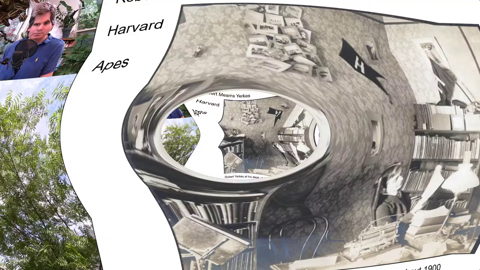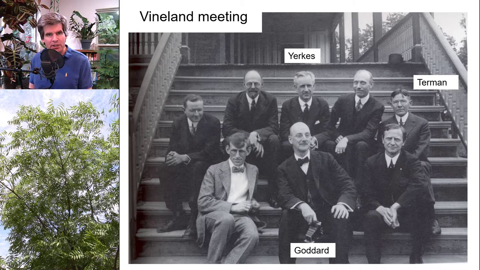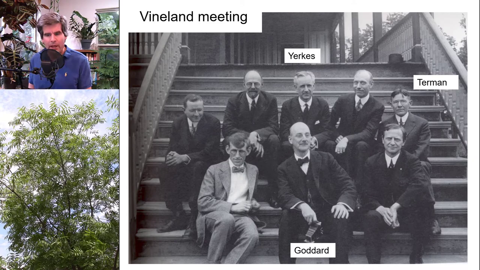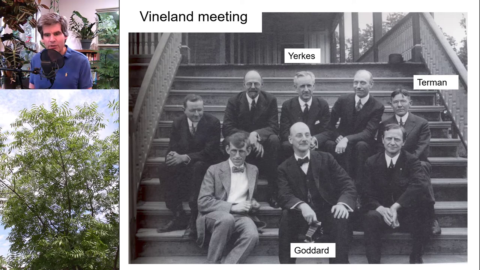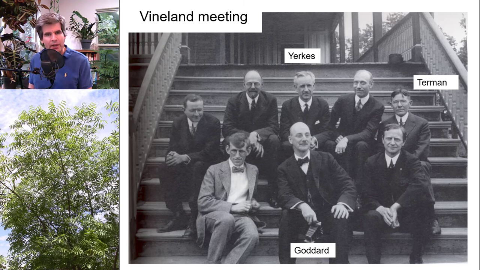So what happened is that Yerkes was elected to be president of the American Psychological Association, or the APA, and while Yerkes was president of the APA is when the United States entered World War I. And so as president, Yerkes sought to organize potential psychological contributions to the war. And as part of this, he organized a team of psychologists that included himself and Goddard and Terman and a few others, and they all met together at the Vineland Home for the Feeble-Minded, the place where Goddard worked.